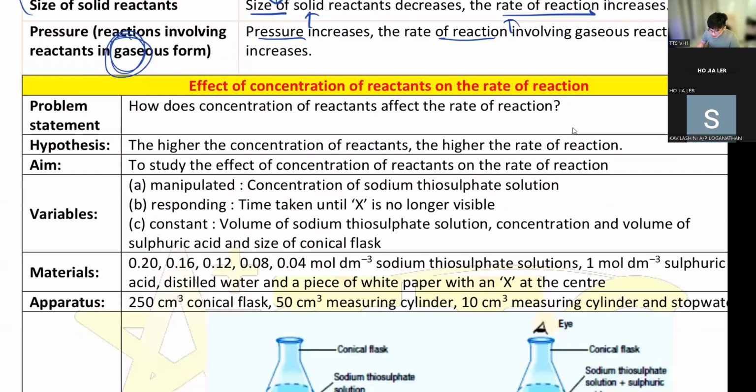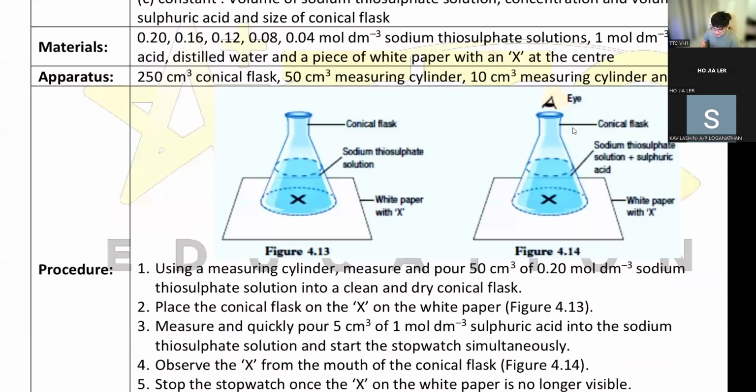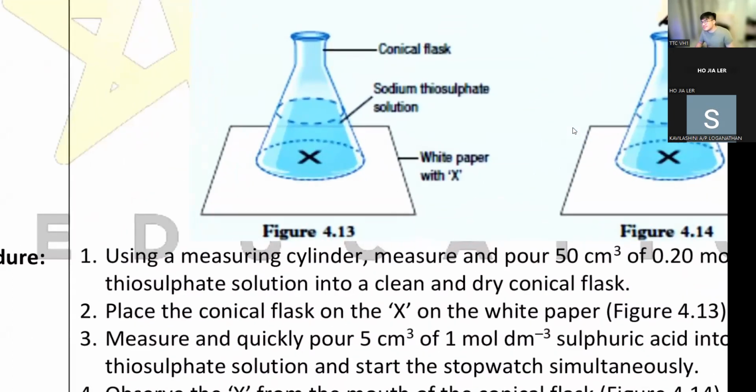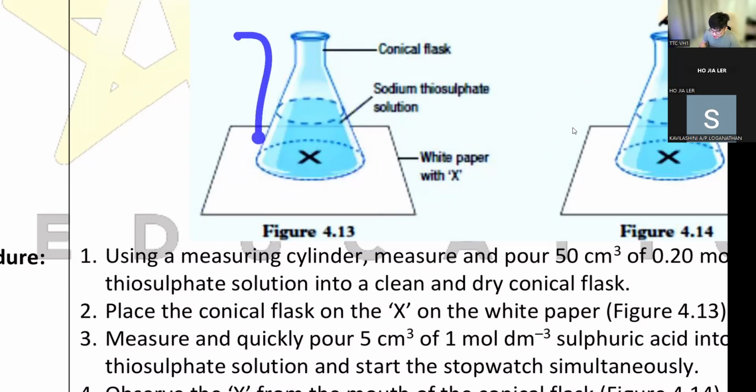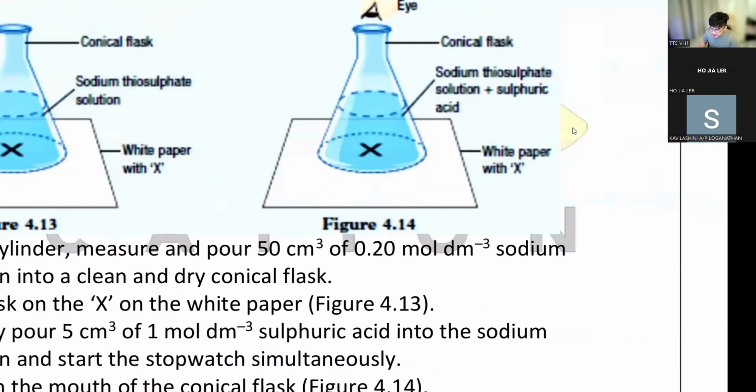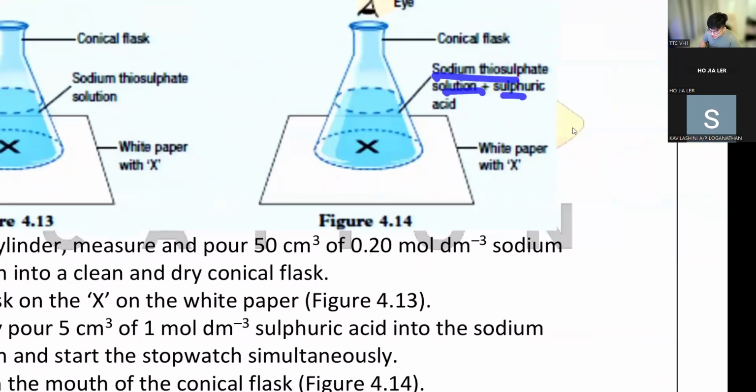Right, anyway, let's talk about concentration. Let's talk about this experiment. How does this experiment work? First, you take a piece of paper. You draw an X on it. You take a white paper with an X. And then you put a conical flask on it, or you can put a beaker, whatever. You put a conical flask or beaker, and then you put these 2 solutions into it.